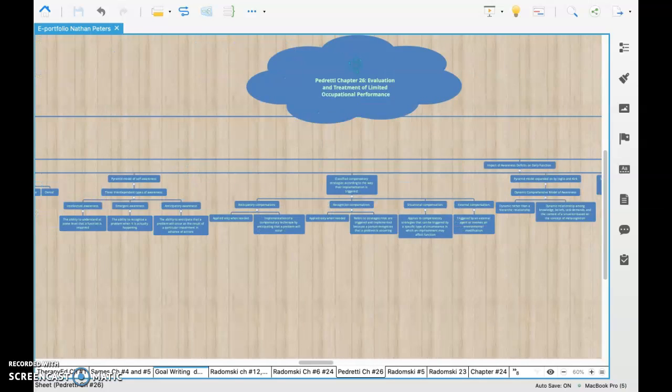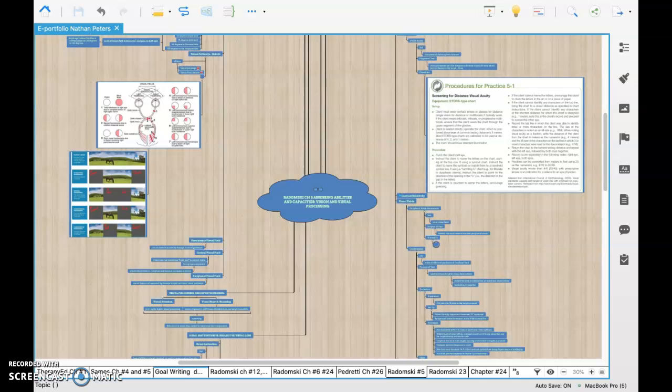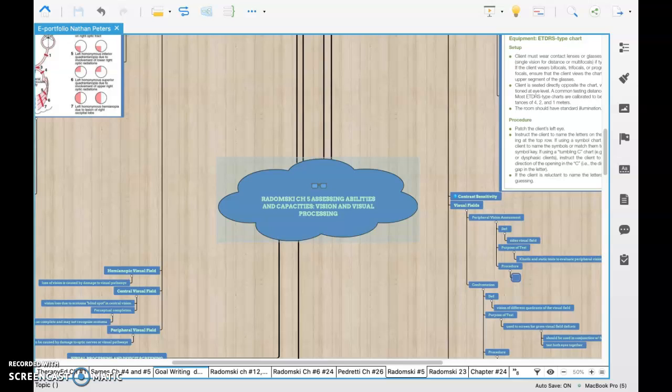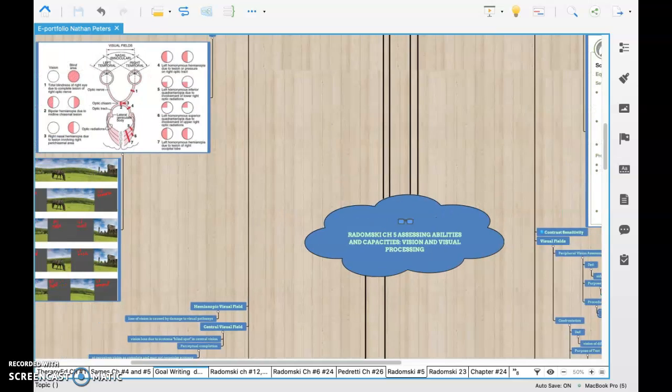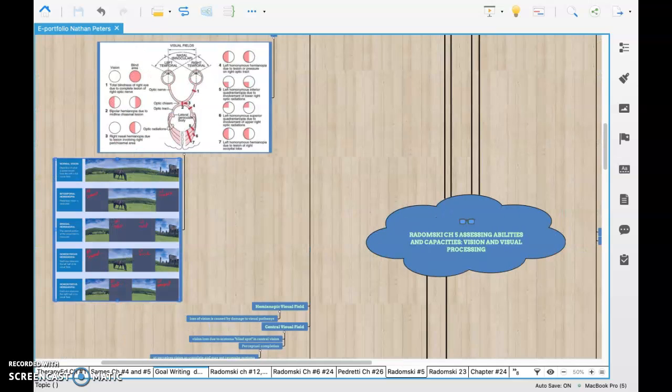And then moving on to Radomski chapter 5. This one is really important to me because it's about visual process, which I think within the profession can often kind of be forgotten. When we think of occupational therapy, vision is a big part. And moving on to here, just this example I have here, what normal vision looks like.